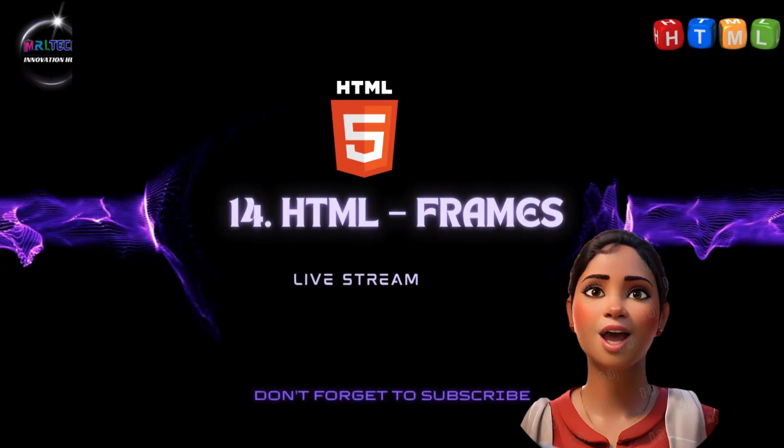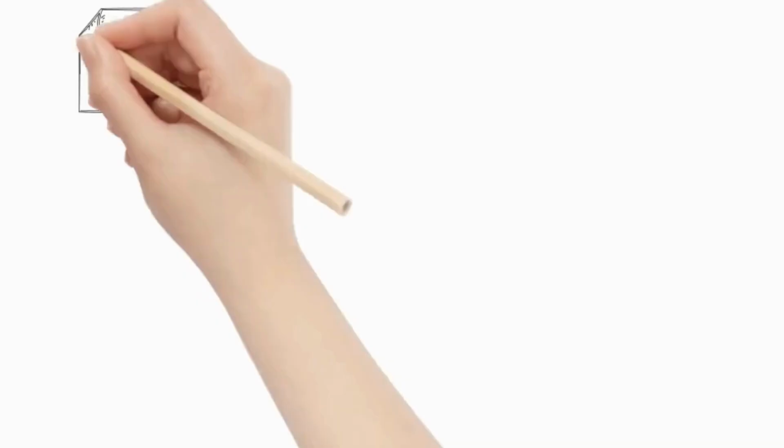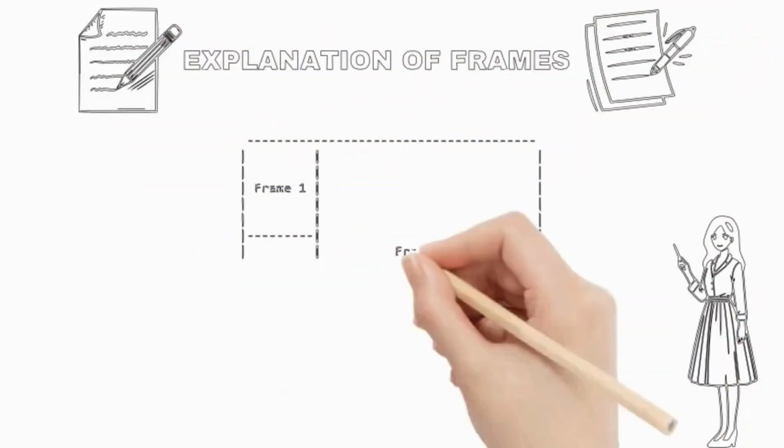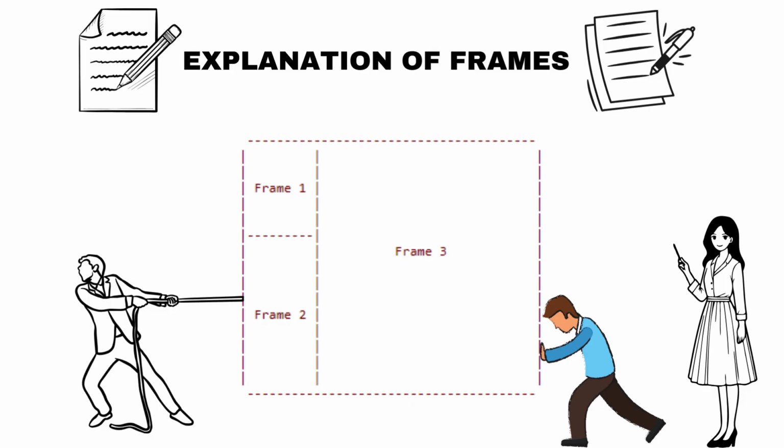HTML frames divide a browser window into multiple sections, each showing a different document. HTML frames allow web authors to split the browser window into sections or frames where each section can load a separate HTML document. This collection of frames is known as a frameset. It's similar to how tables organize content into rows and columns.